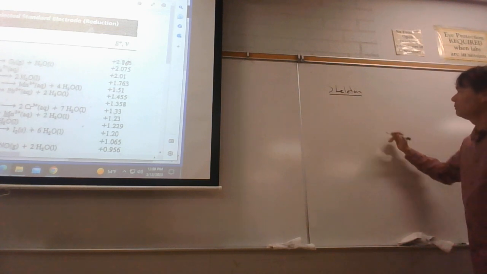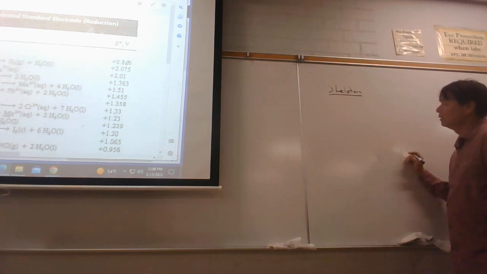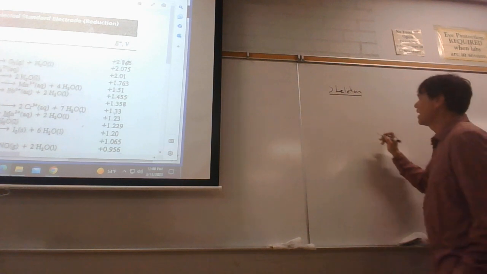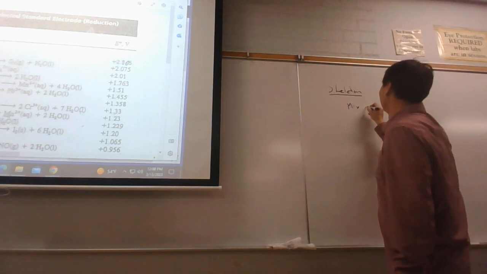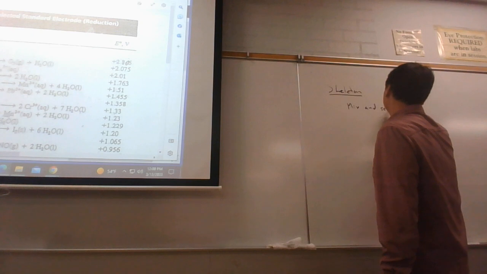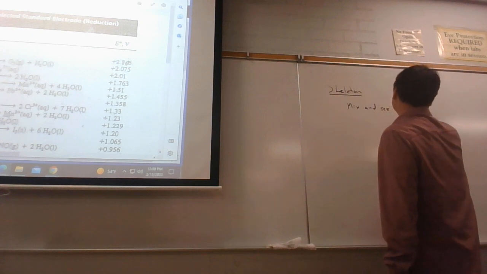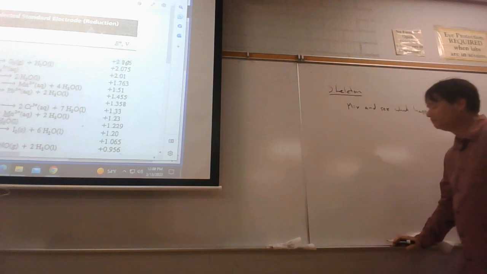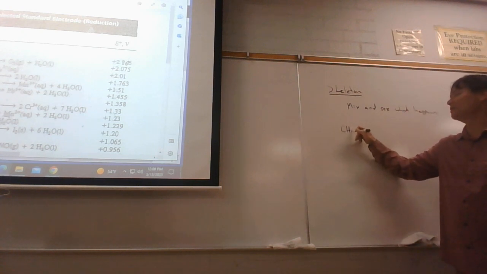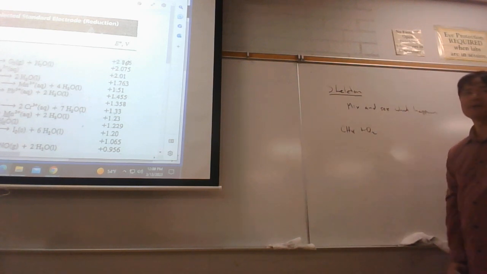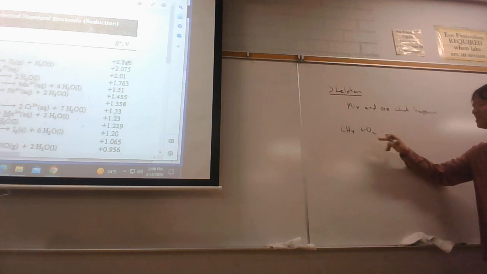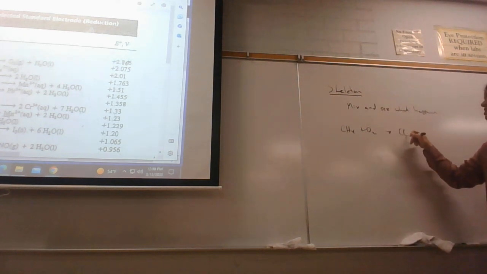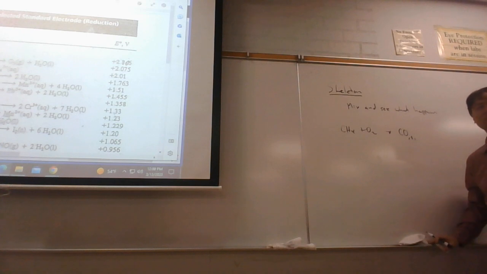With skeleton redox, you just mix it and see what happens. So an example would be, I'm going to mix methane and oxygen and see what happens. If I mix methane and oxygen and I generate a whole bunch of carbon monoxide gas, then I'd want to balance this.